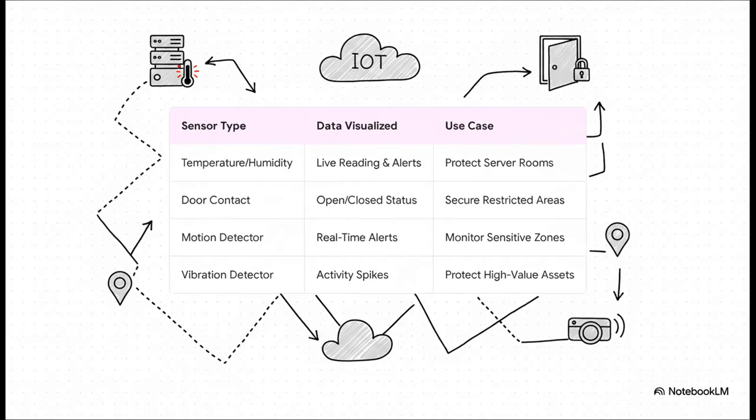And we're not even done yet. On top of video and GPS, you can layer in live data from all sorts of IoT sensors. Imagine seeing a temperature warning from a server room pop up right on your map, or the real-time open/closed status of a secure door. At this point, it's not just a security map anymore. It's become a complete environmental monitoring tool.